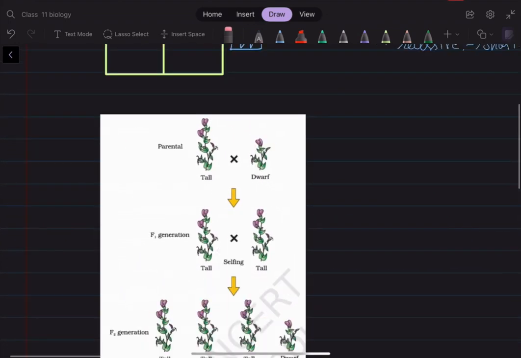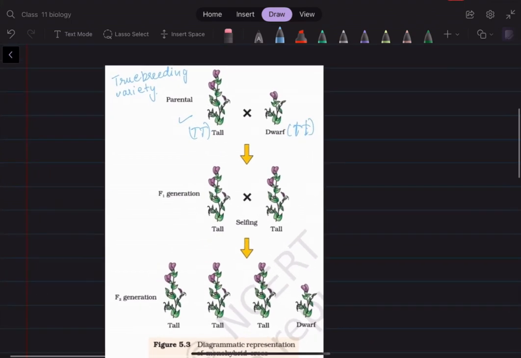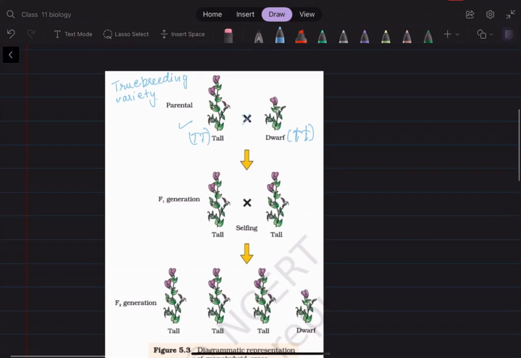First he took a tall plant, a true breeding variety. What do I mean by true breeding variety? True breeding variety means it is homozygous. Both are homozygous, that means they have capital T capital T and small t small t. When he crossed them, he found that all the plants that he got in the first generation were tall, without any exception.